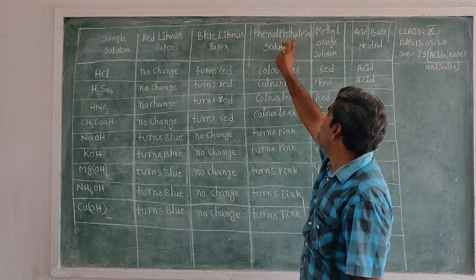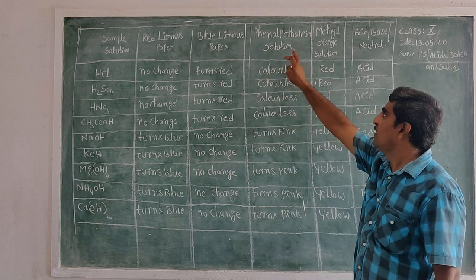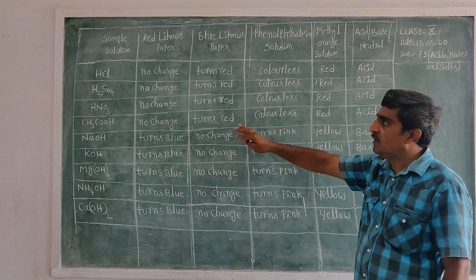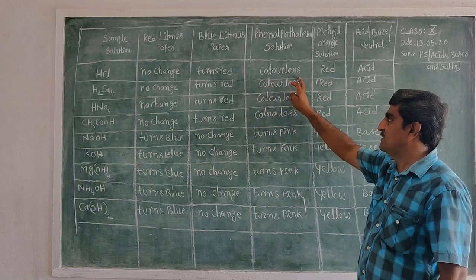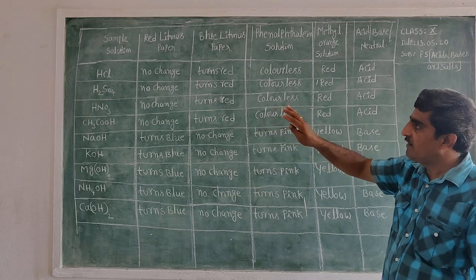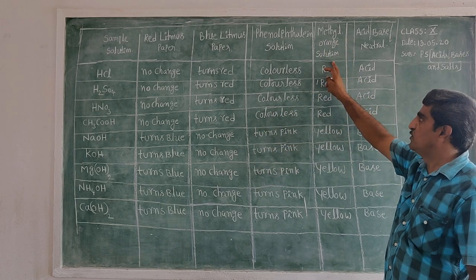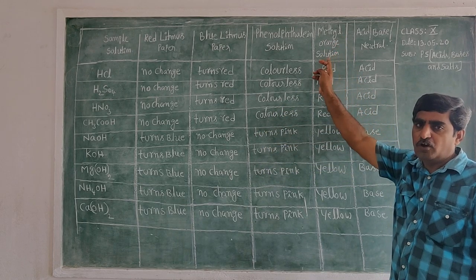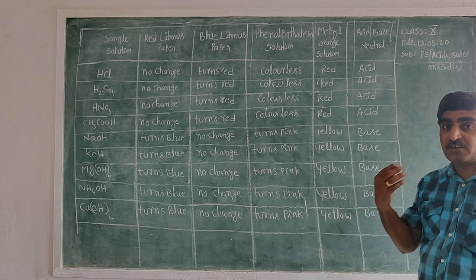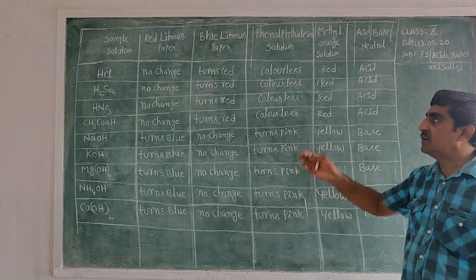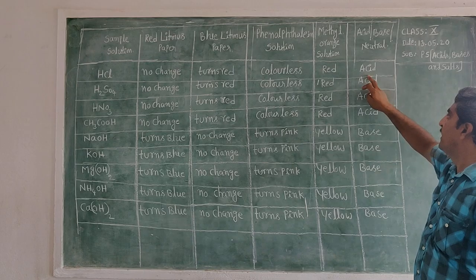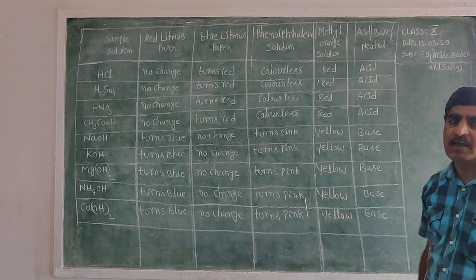Then we test the given solution with phenolphthalein solution. The solution is colorless. We test the given solution with methyl orange indicator, and the color in the given solution is red. Hence, the given solution is acid.